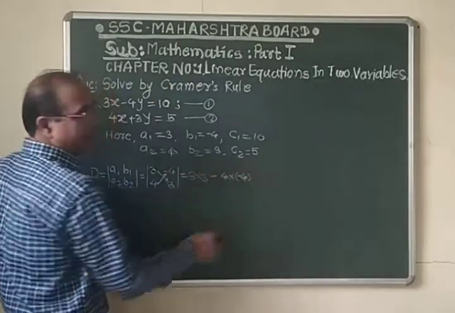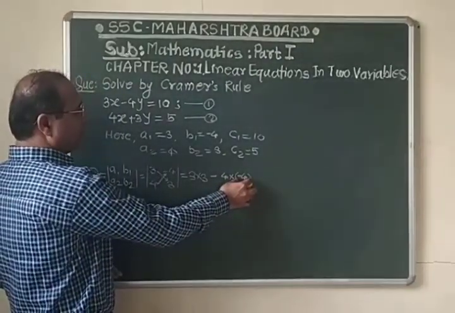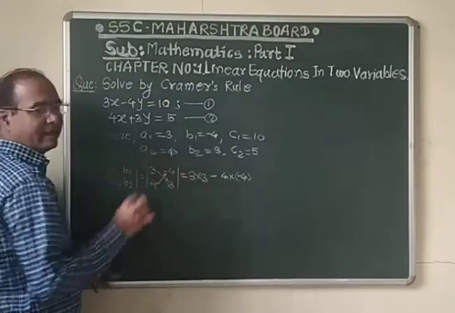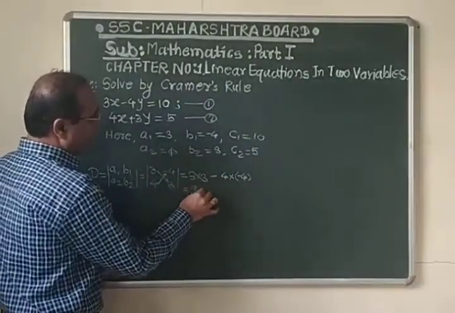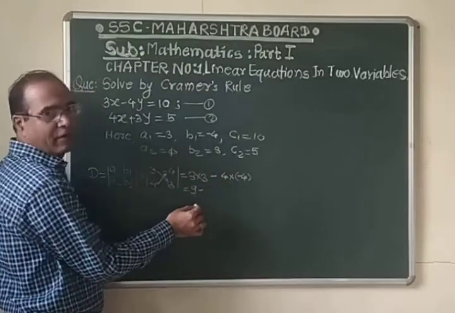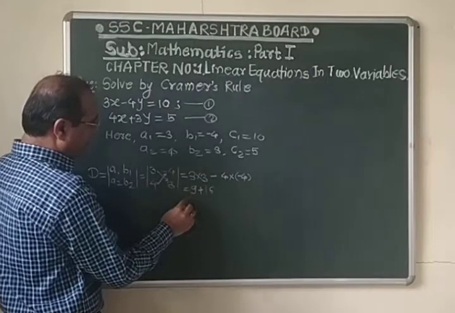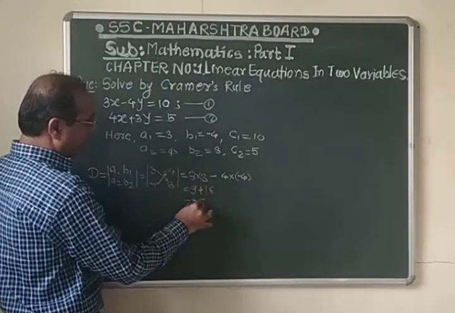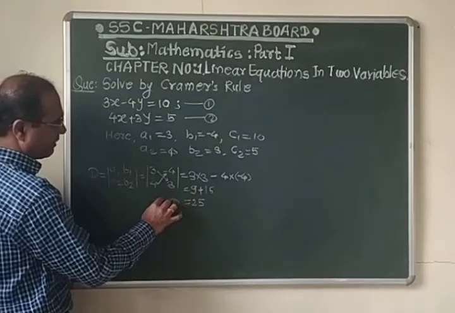Always keep in mind, you have to give the negative sign to the number which is given as negative. Then 3 threes are 9, and minus times minus gives plus, that is 16, and so the addition is 25. So in this way we have the value of D as 25.